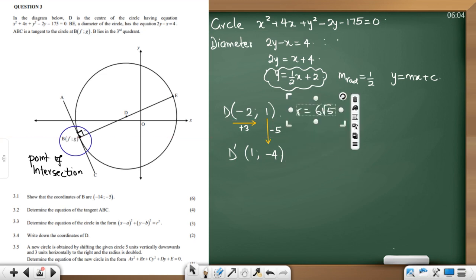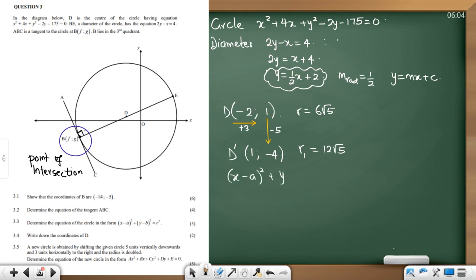This is the old circle. Now our new radius will be doubled: 12 root 5, we multiply that by 2. Determine the equation of the new circle in the form of that. Okay, we start from here.